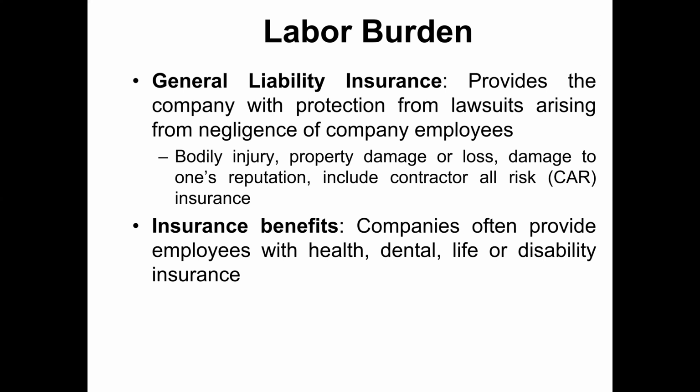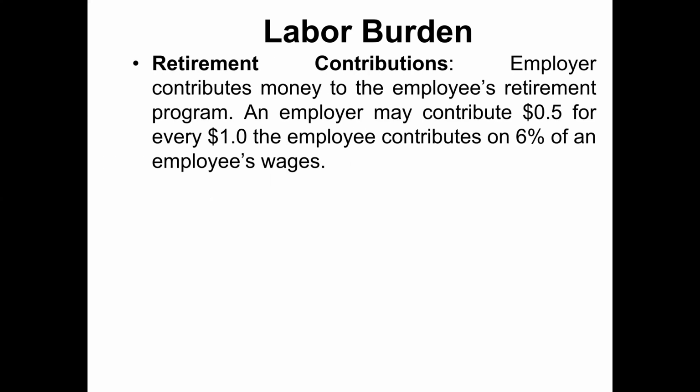There is other insurance, like insurance benefits. Some companies often provide employees with health insurance, dental insurance, or life or disability insurance. If some companies pay these, we can calculate those also. The next labor burden is retirement contributions. The employer contributes money to the employee's retirement plan. An employer may contribute $0.50 for every $1 contributed by the employee, on 6% of the employee's wages. So if the employee contributes $1, the company will give $0.50. Sometimes the company gives the same $1, contributing equally, or they contribute $0.75 if the employee contributes $1.